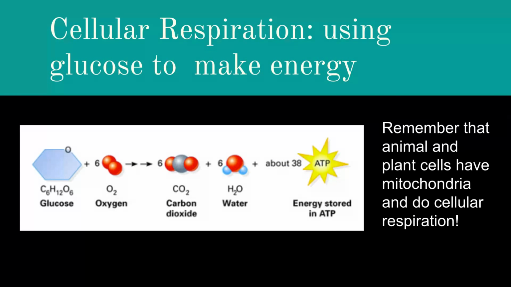Cellular respiration is the process where organisms can use the sugar to make energy called ATP. And the organisms are able to make about 36 or 38 molecules of ATP. Plants and animals can both do this process of cellular respiration. So you just have to have a mitochondria to do this. And plants and animals both have mitochondria.